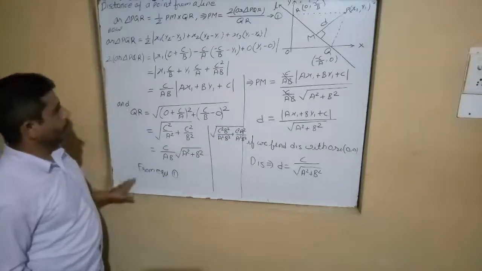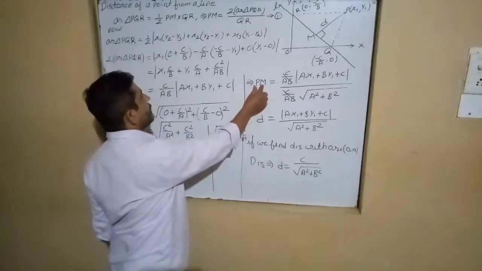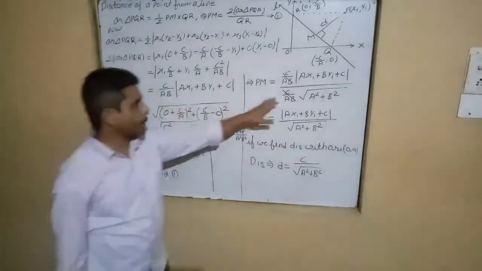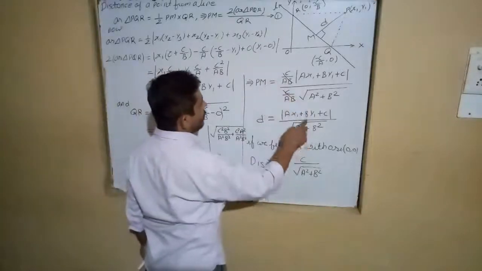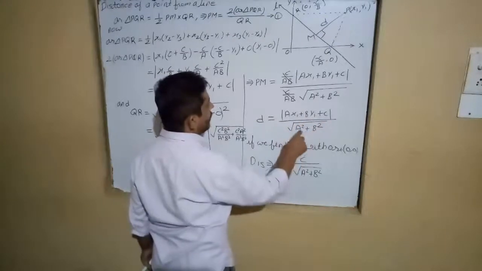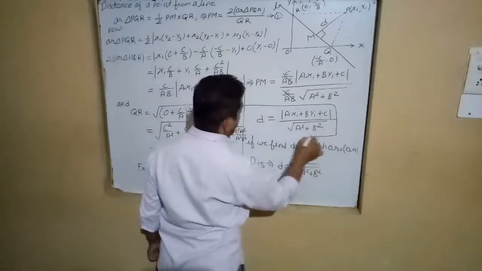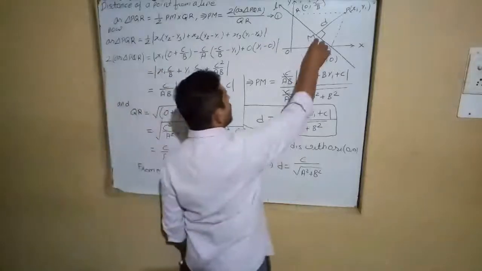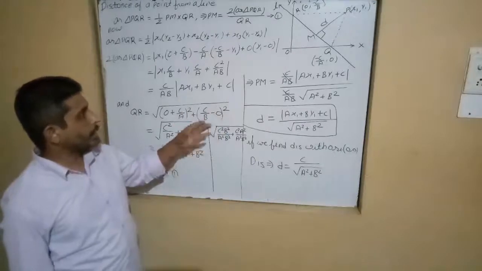Now both values we will replace into equation number first. So PM is equal to twice the area of triangle PQR upon QR. This is the value. Now C upon AB will cut. So what is left? Modulus of Ax1 plus By1 plus C upon root of A square plus B square. This is the formula from which we can find the distance of any point from the line. I hope you understood. And here one more condition.